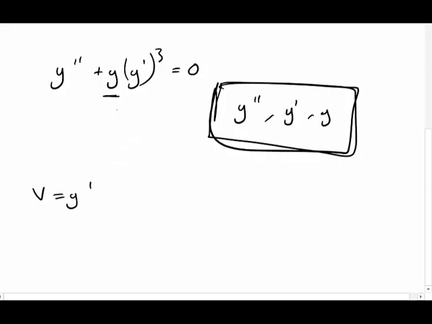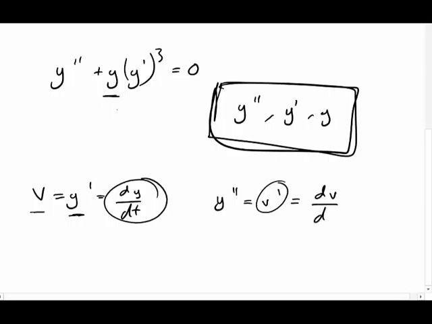But look what happens if we introduce v for y dash. This is really saying y dash is the same as dy by dt. Now if we want to find y double dash, the second derivative, well, if y dash is equal to v, then y double dash must be equal to v dash. We've said that v is equal to dy by dt, so we want to find the derivative of dy by dt. We can use the chain rule. V dash is the same thing as saying dv by dt.